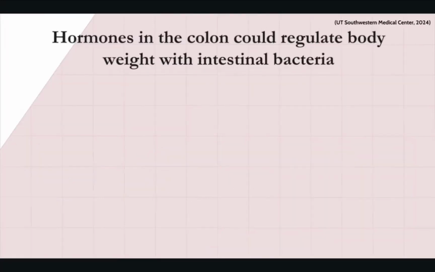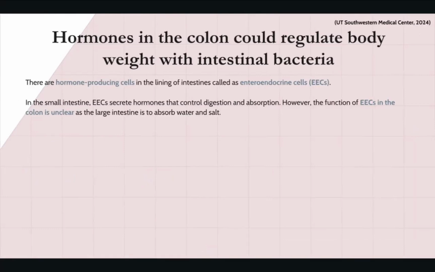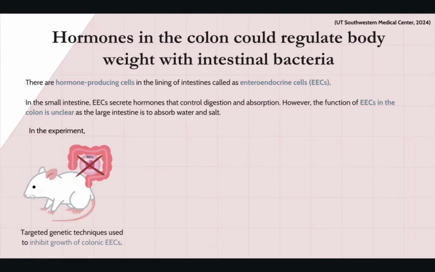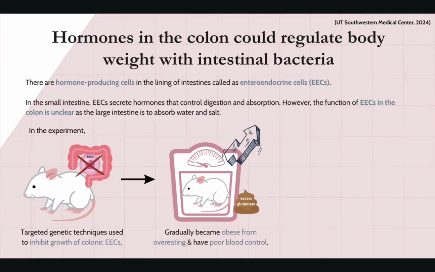The second finding is that hormones in the colon could regulate body weight with intestinal bacteria. Enteroendocrine cells, also known as EECs, are found in intestinal linings. However, the function of colonic EECs is still unclear. In the experiment, researchers used targeted genetic techniques to inhibit the growth of colonic EECs in mice. The mice gradually became obese and had poor blood control.